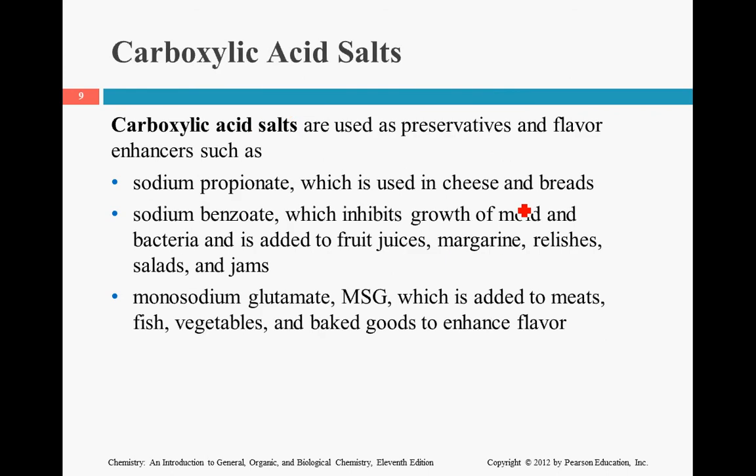So just to give you some idea of where they're used, sodium propionate is used in cheese and bread to prevent mold. Benzoate inhibits the growth of mold in fruit juices and margarine and things along those lines. And then MSG is a flavor enhancer for fish and meats and vegetables and so on and so forth.